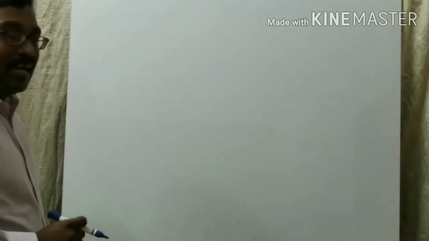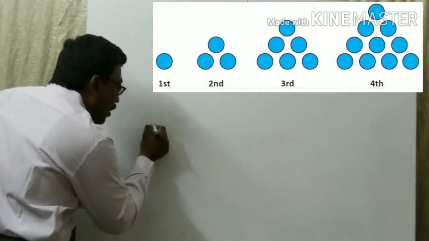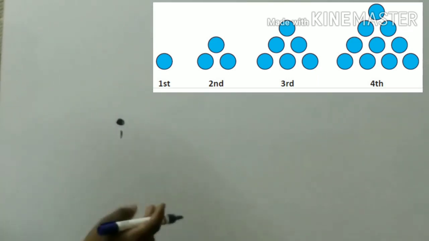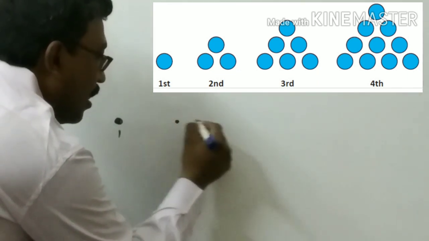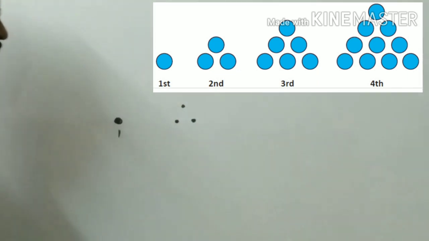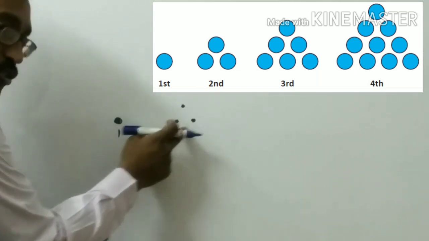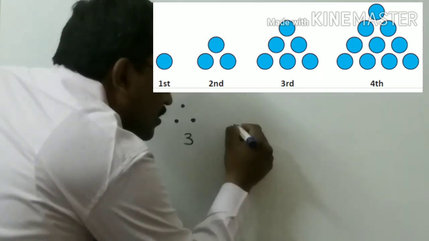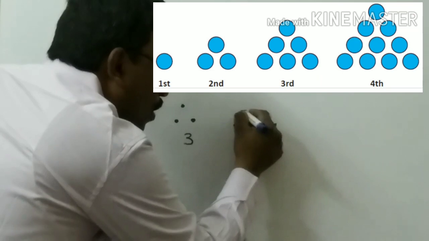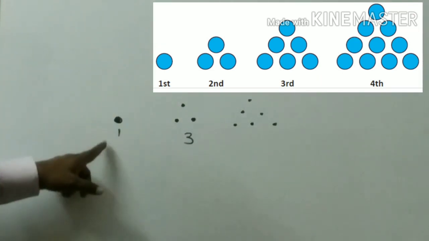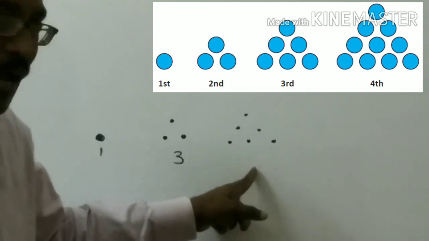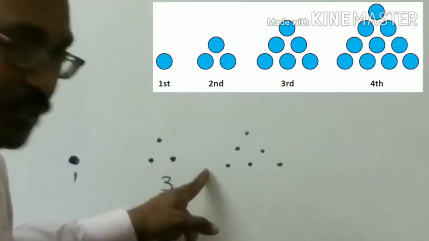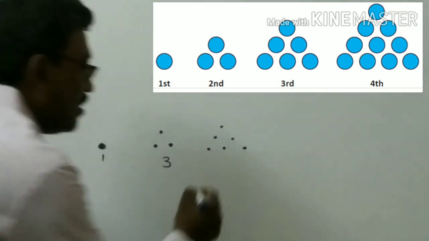Now we'll discuss some triangular numbers. Suppose if you keep 1 dot, this is 1, right? Next triangular number is 2 dots with a single dot below, so the total number of dots is 3. I think you are following my pattern. Now 1, 2, 3: 1 plus 2 is 3, and 3 plus 3 is 6.